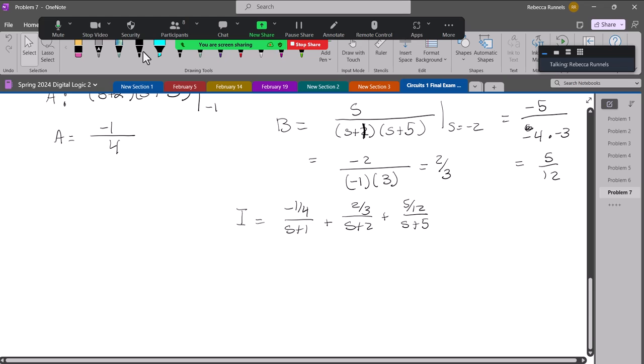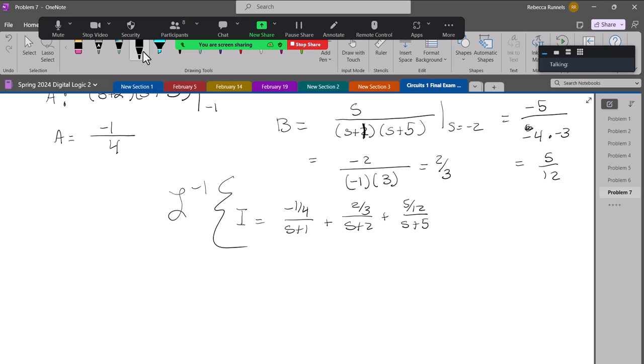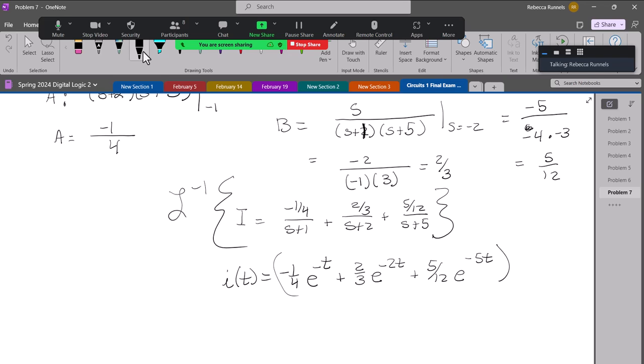And now I take the inverse Laplace transform of this, and I get I of t equals -1/4, and the inverse Laplace transform of 1 over S plus 1 is e to the minus t, plus 2/3 e to the minus 2t plus 5/12 e to the minus 5t. And this is all times the unit step function.